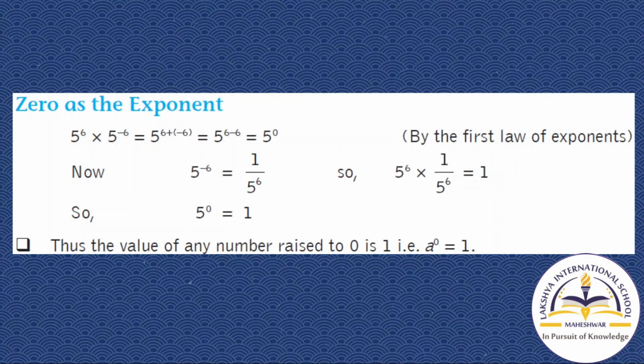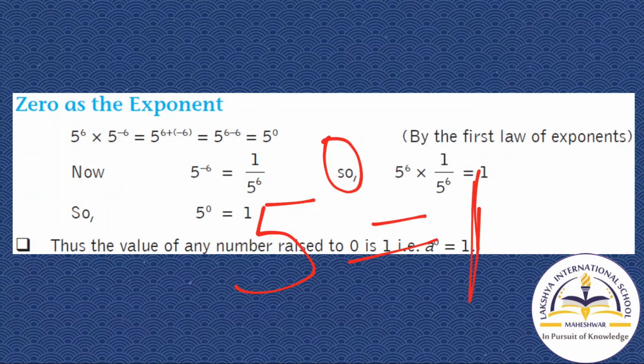Now zero exponent. 5 to the power 6 multiply 5 to the power minus 6. So the powers will get added. Why? Because there is a multiplication sign. So 5 to the power 6 minus 6. Then 6 minus 6 is 0, 5 to the power 0. And according to the laws of exponent, if a number has power 0, the answer will be 1.